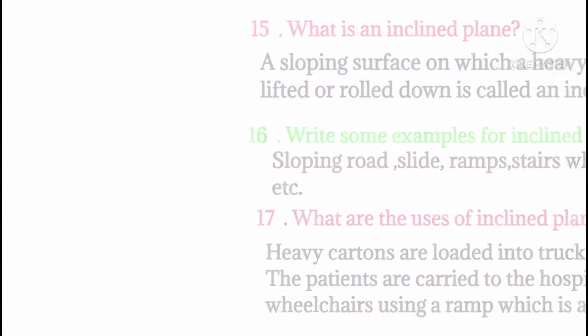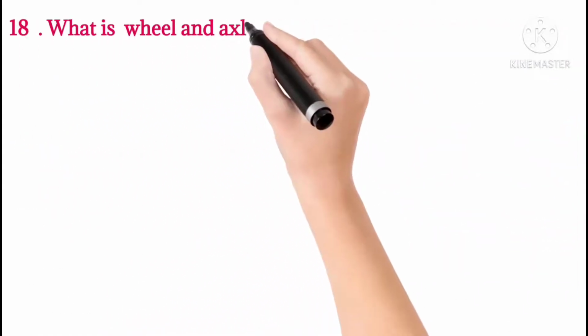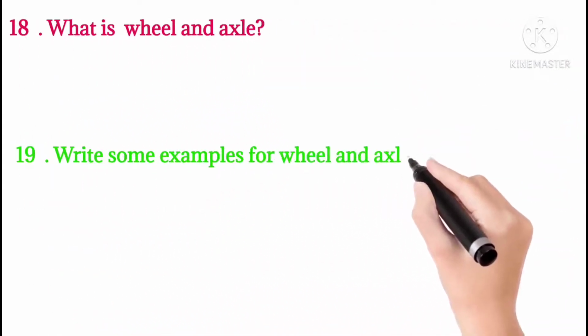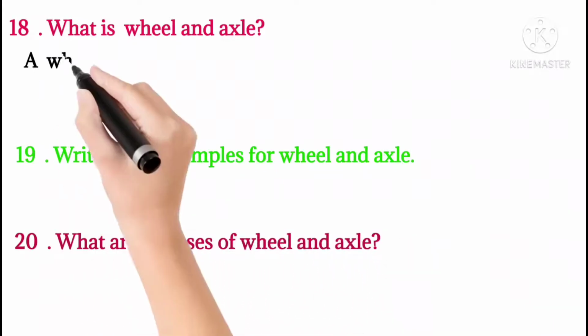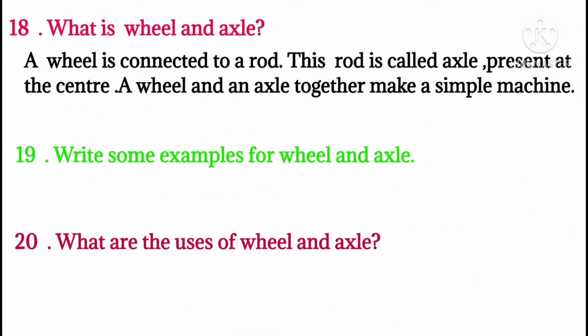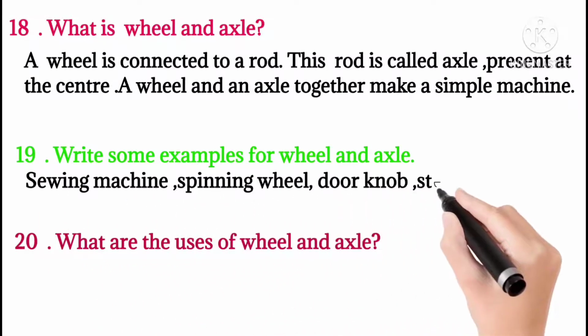Question number 18. What is wheel and axle? A wheel and axle is a simple machine. A wheel is connected to a rod. This rod is called an axle that is present at the center. A wheel and axle together make a simple machine. They move together and require less effort.